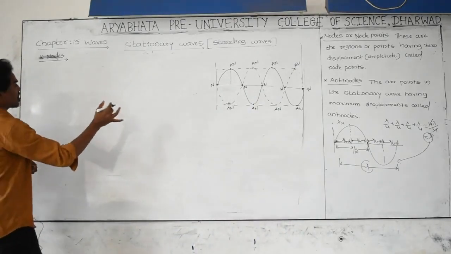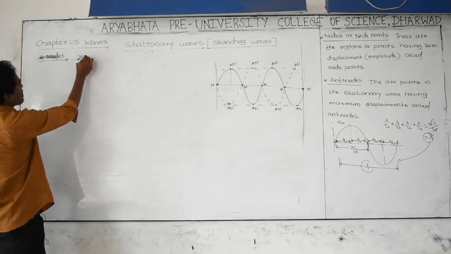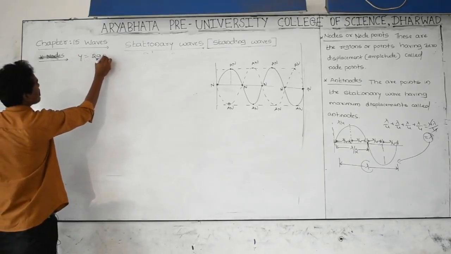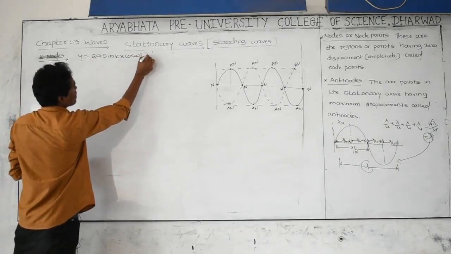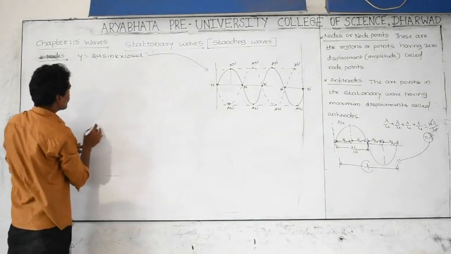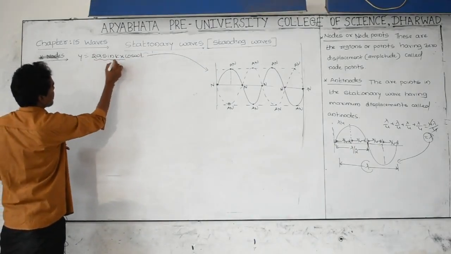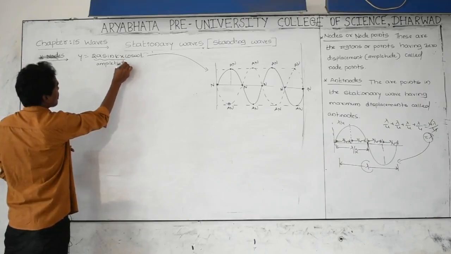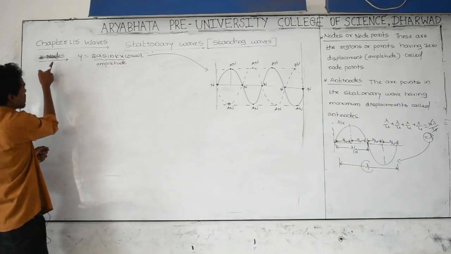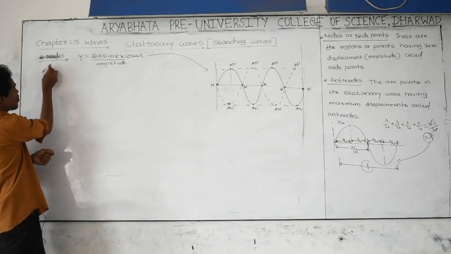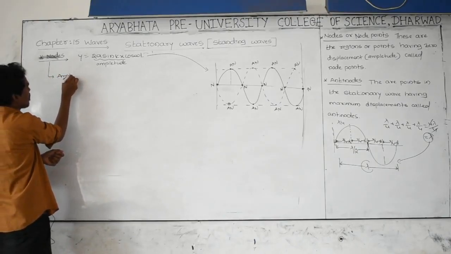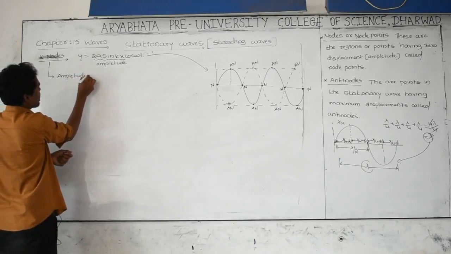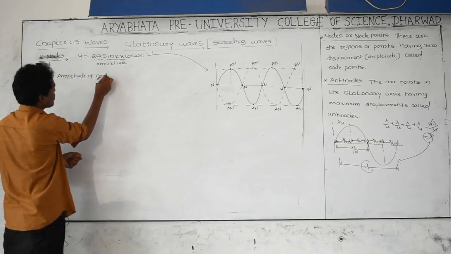Let us take the equation we have discussed, y is equal to 2a sine of kx cos omega t. This is the equation of the stationary wave, and this term indicates the amplitude. Here I am now discussing node points. For node points, consider the amplitude of node points.